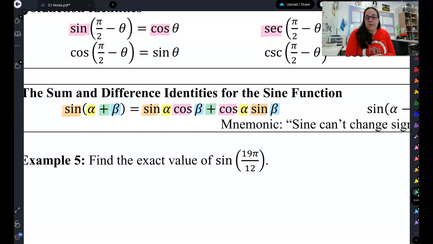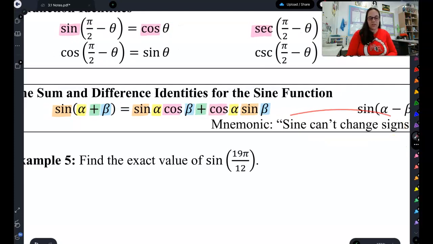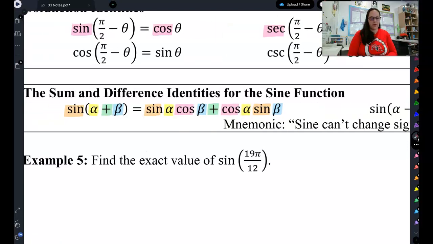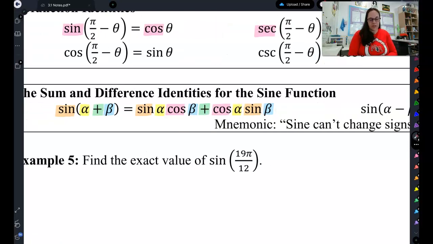Let's take a look at the sum and difference identity for sine. So here we have our little memory: sine can't change signs. And you'll notice if it's a plus, it stays a plus. If it's a minus, it stays a minus. So that's our sine can't change signs.